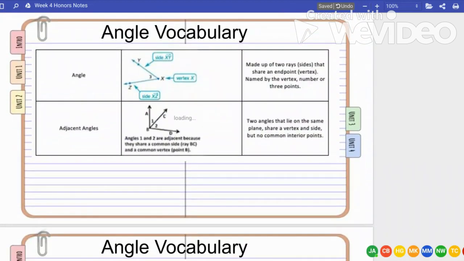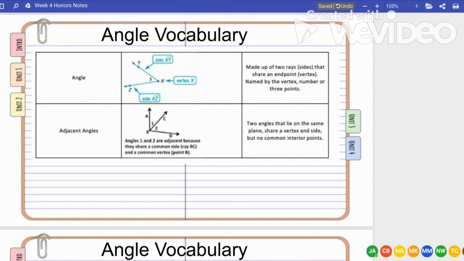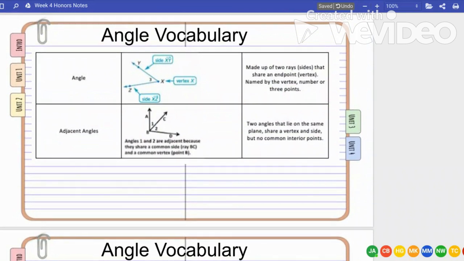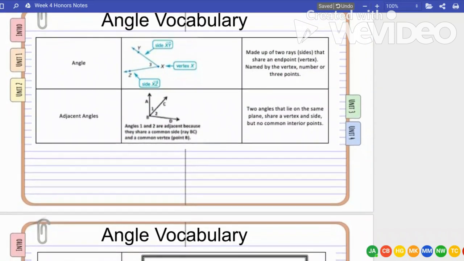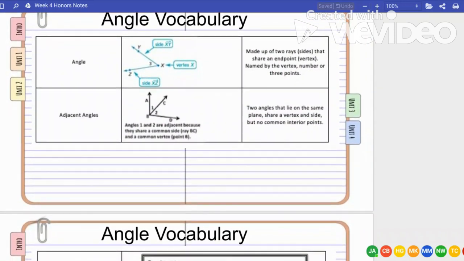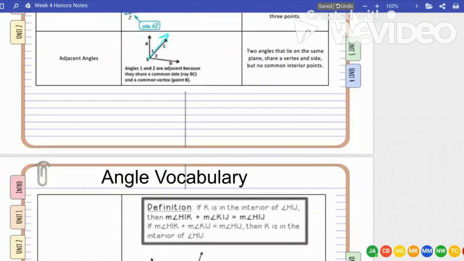Some of your angle vocabulary, we just went over angles. We said they have sides. The sides are made out of rays. Angles also have vertices or vertexes, and we can name an angle by 3 letters. Vertex has to be in the middle. Adjacent angles have a common side. So in this case, my common ray is BC.